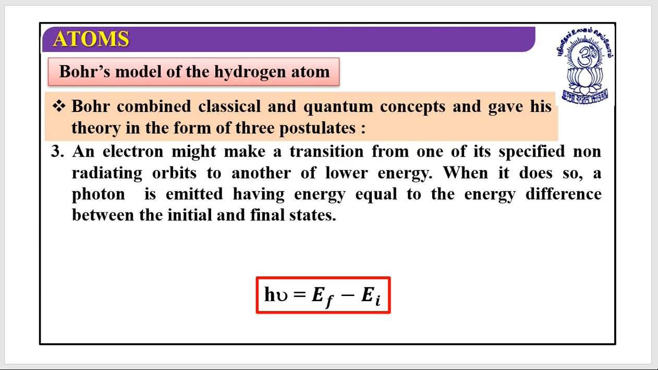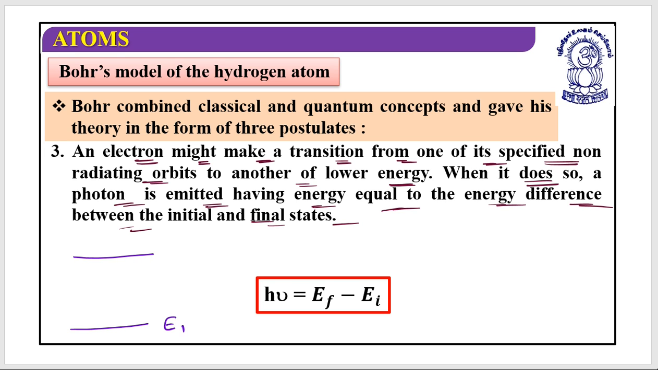Let's move forward to the third postulate. He said that an electron might make a transition from one of its specified non-radiating orbits to another of lower energy, and when it does so, a photon is emitted having energy equal to the energy difference between the initial and the final states. So basically the situation would be something like this, as you have learned in chemistry too. But let's revise it one more time. Let's suppose this is the energy level 1, E1, and this is the energy level E2.